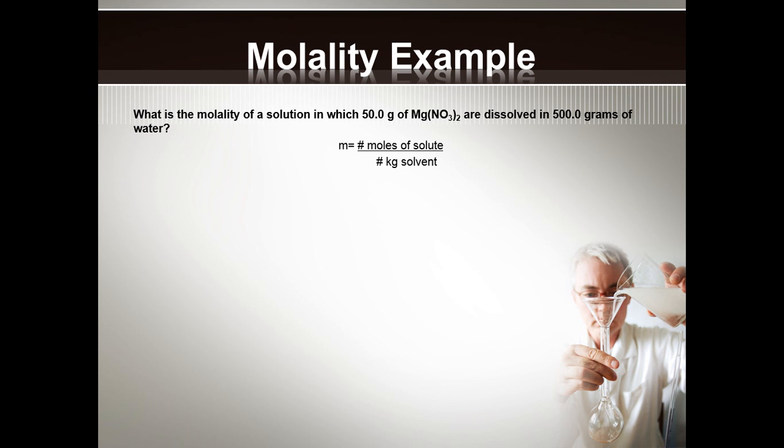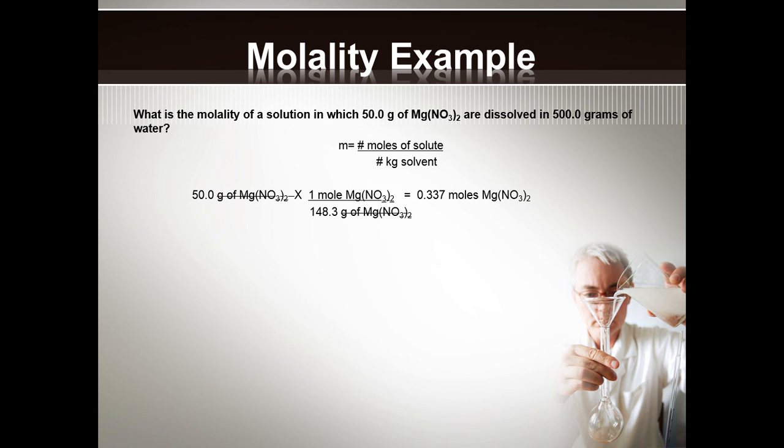Remember, our equation is the number of moles of solute over the number of kilograms of solvent. So the first thing we need to do is figure out the number of moles. In this case, we've been given the mass of magnesium nitrate. Everybody by now should know how to convert mass into moles. We need to get the molecular mass of magnesium nitrate using your periodic table, and you can see the conversion here. 50 grams times for every 1 mole, it's 148.3 grams. So that gives us 0.337 moles of magnesium nitrate.